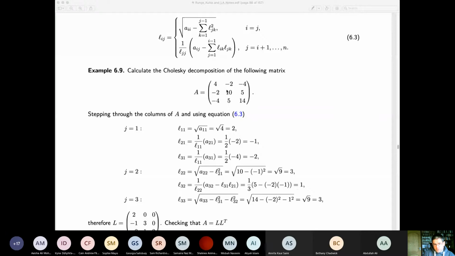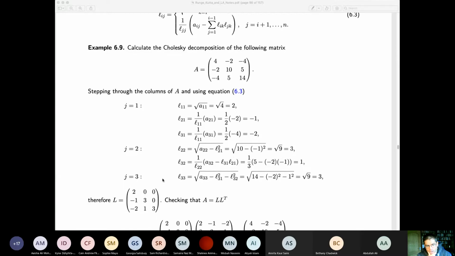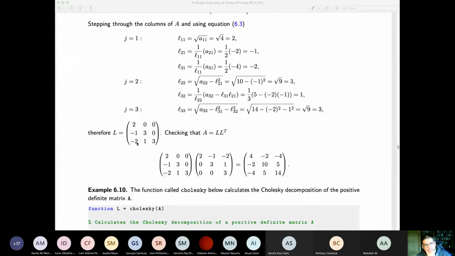So we've only got 2 lower triangular elements to calculate on column 2. On the final column, we've only got 1, which is this element here, L33. So L33 is using the first case. So we have A33 minus L31 squared minus L32 squared, and we've already calculated those, and this gives us 3. So our L matrix is here. Okay, so we only had to calculate 6 values as opposed to 9 for LU factorization.